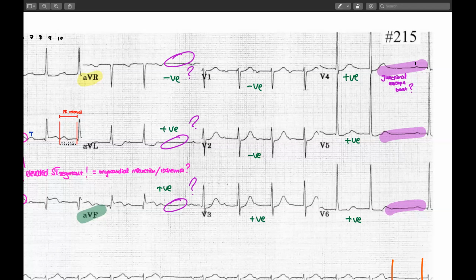So that's a P wave. And if you had, let's say, a junctional escape beat, possibly the P would not be positive on the left side. It has to be negative on the left side. That's right. Is it clear, everybody? Yeah, it's clear. Thank you.